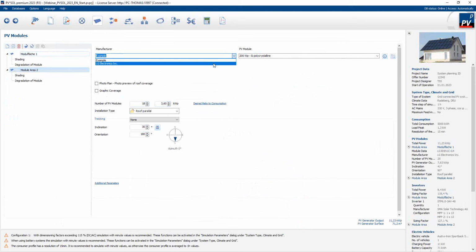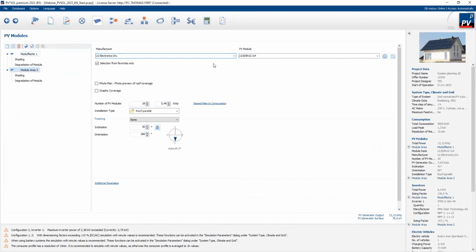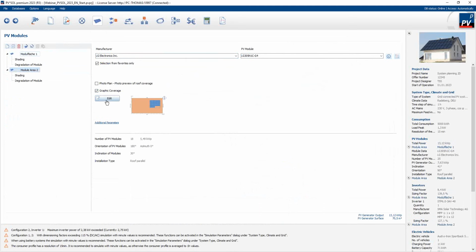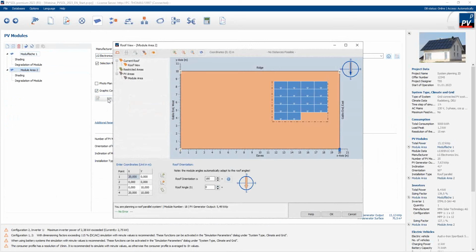First we have to select our module. It's our favorite again. And now we select graphic coverage. Set the hook here and click on edit. And then the new window will open. And here we have to enter the dimensions of our roof and also select the roof type or object type.